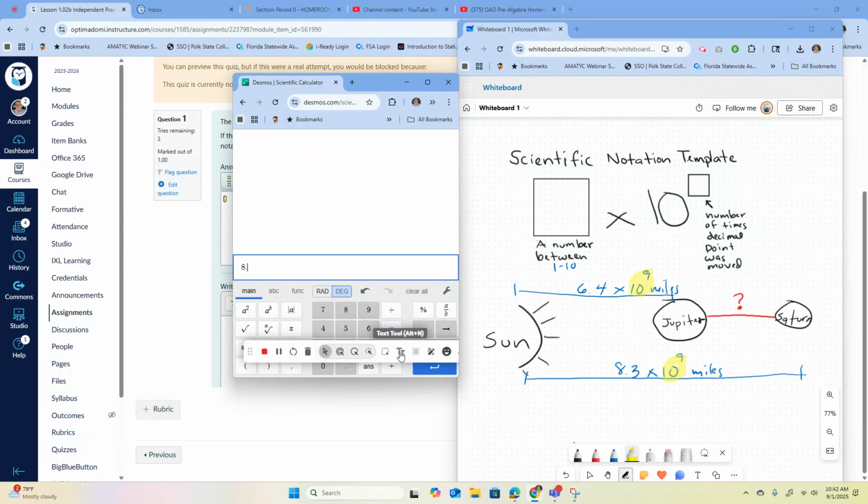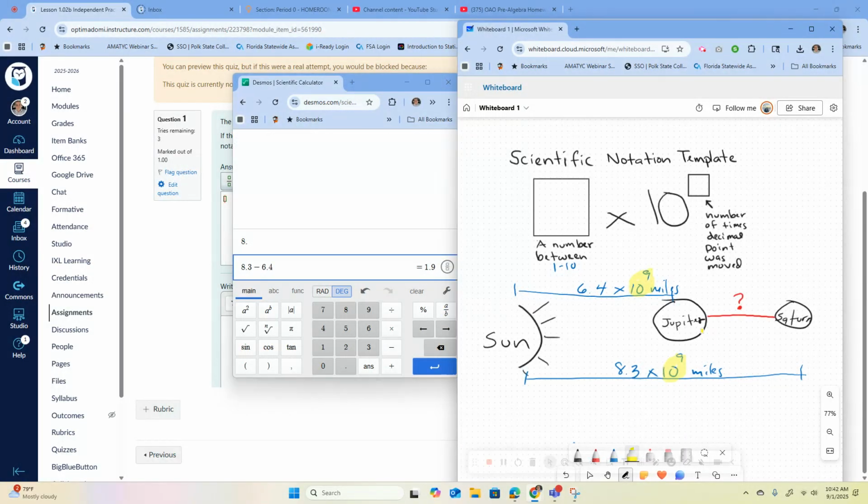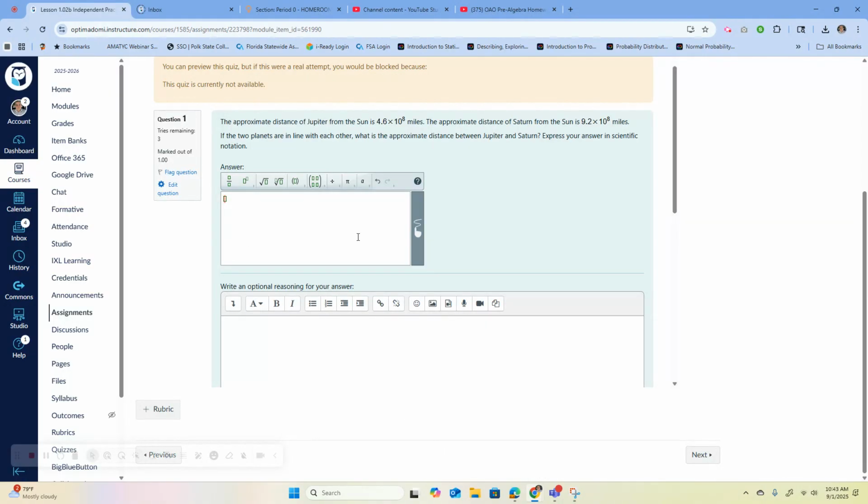8.3 subtract 6.4, and you can see I get 1.9. So the distance between Jupiter and Saturn is 1.9 times 10 to the 9th power. Okay, so the way I did this problem is how you would do number 1.